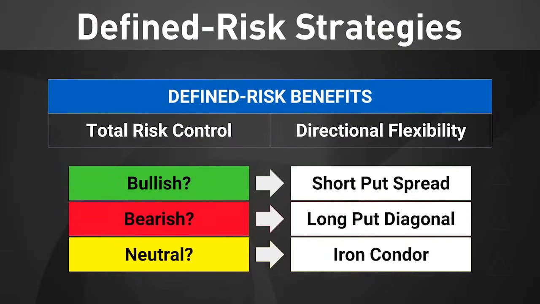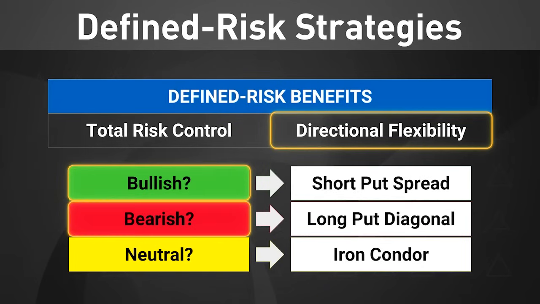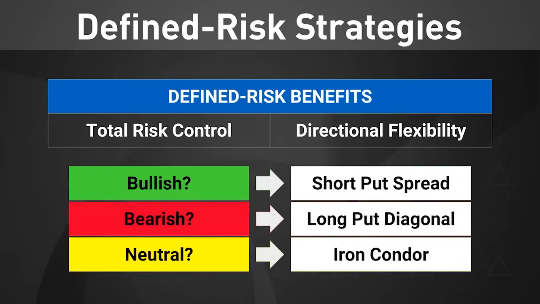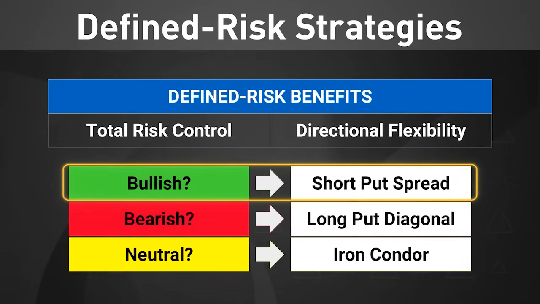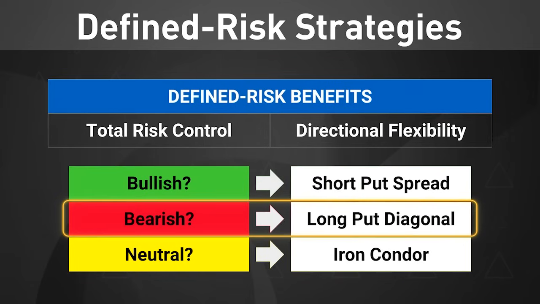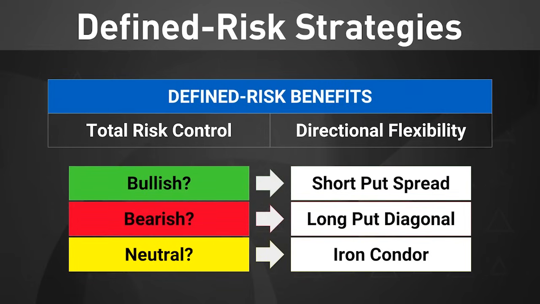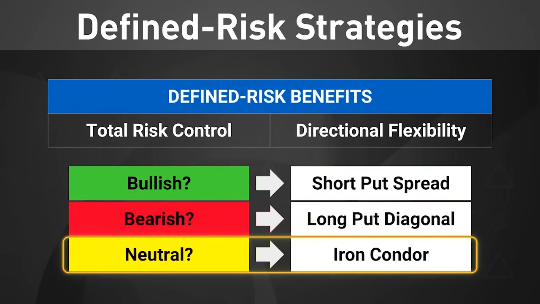You see, with defined risk strategies, not only are you going to be able to dial in your risk down to the dollar, given the nature of your risk being known and defined on order entry, but you'll now be able to choose whatever directional bias in the market you want to choose: bullish, bearish, or neutral. If you want to play the market higher, you can easily sell a short put spread. If you want to play the market lower, you can easily buy a put diagonal spread. And if you want to play the market neutral, you can very easily set up and execute an iron condor.